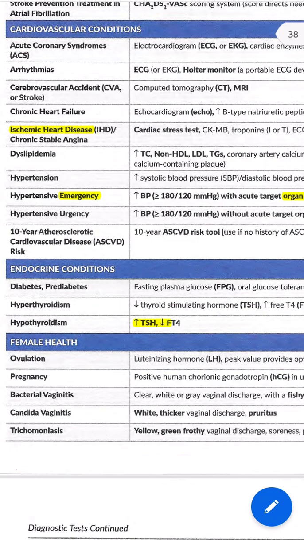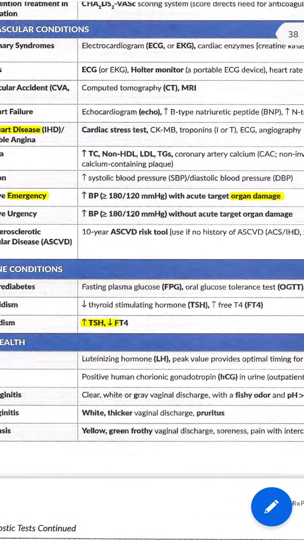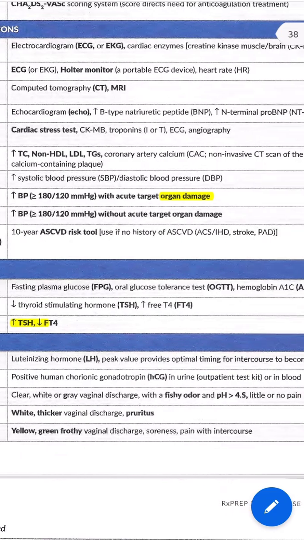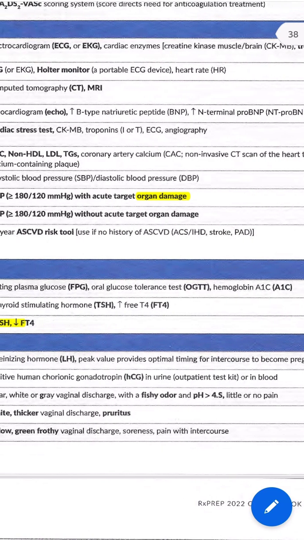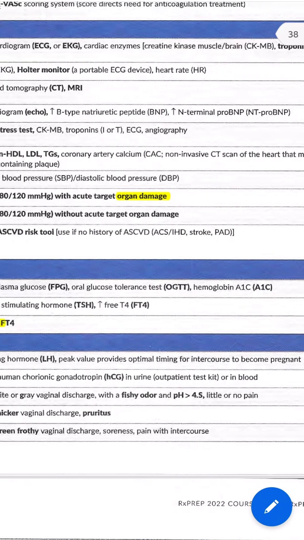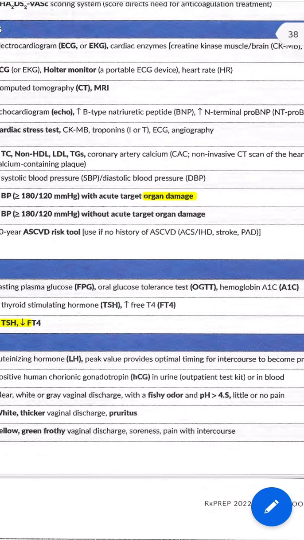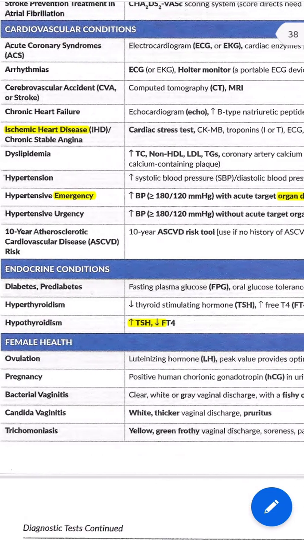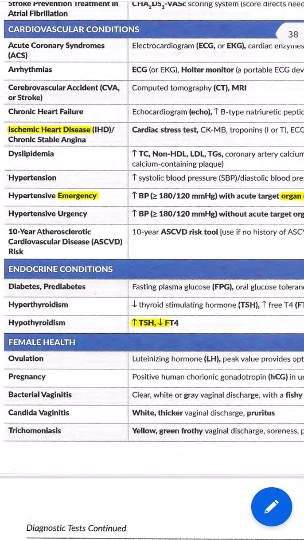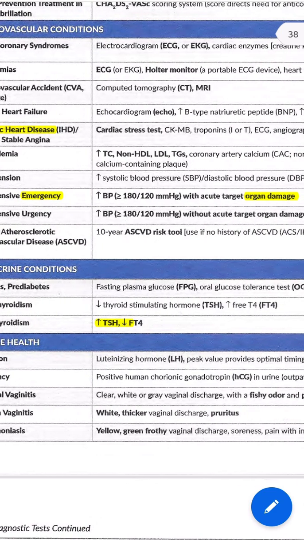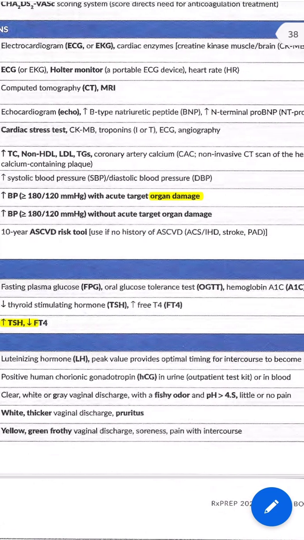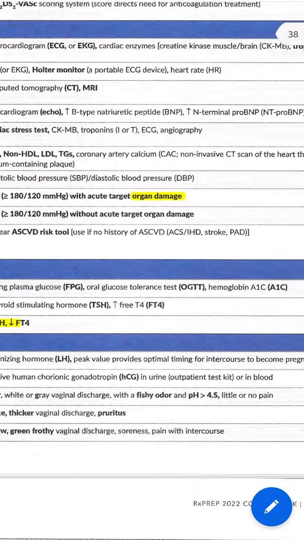For females, ovulation is detected using luteinizing hormone. The peak value provides optimal timing for intercourse to become pregnant. Pregnancy is positive for human chorionic gonadotropin in urine or in blood, with an outpatient test kit.